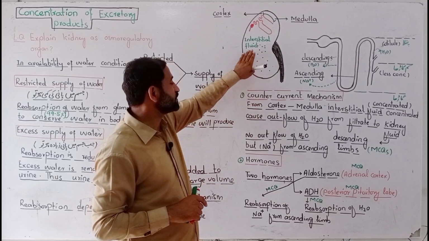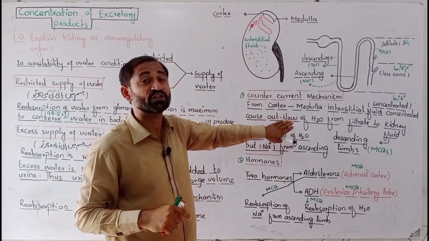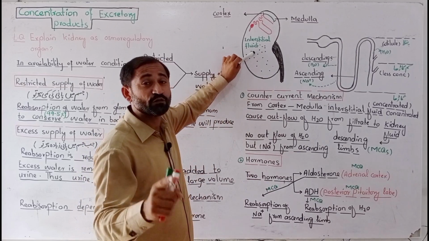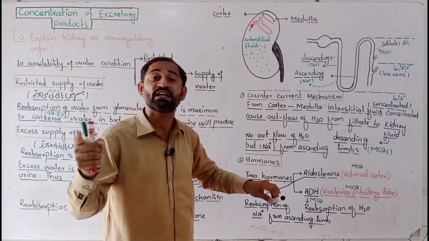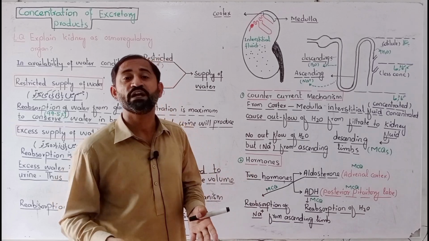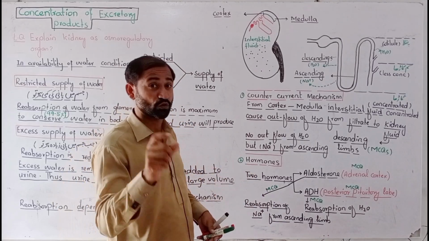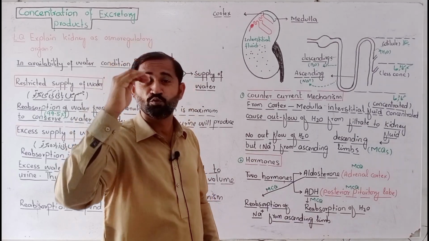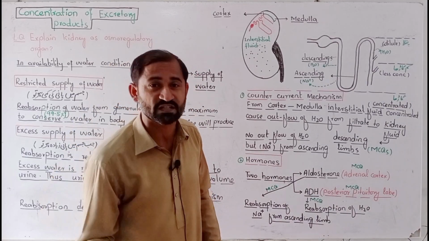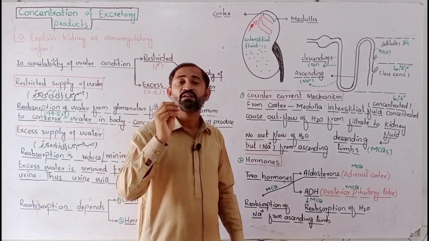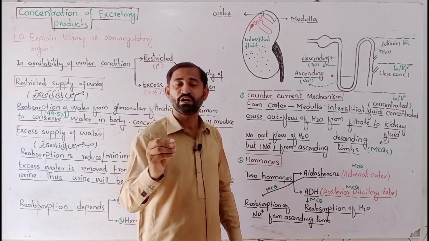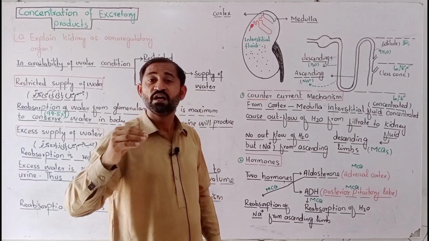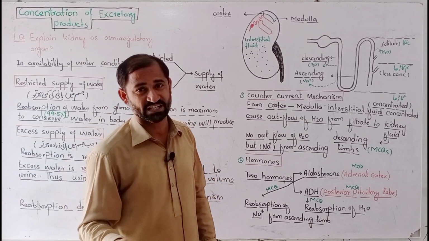So the interstitial fluid is used in the next statement to make you understand that interstitial fluid is a fluid that is present in the kidney. Yeah, the fluid of the kidney is interstitial fluid. So the interstitial fluid from cortex to medulla gets more concentrated. Once again, the interstitial fluid of the kidney from renal cortex to renal medulla gets more concentrated.